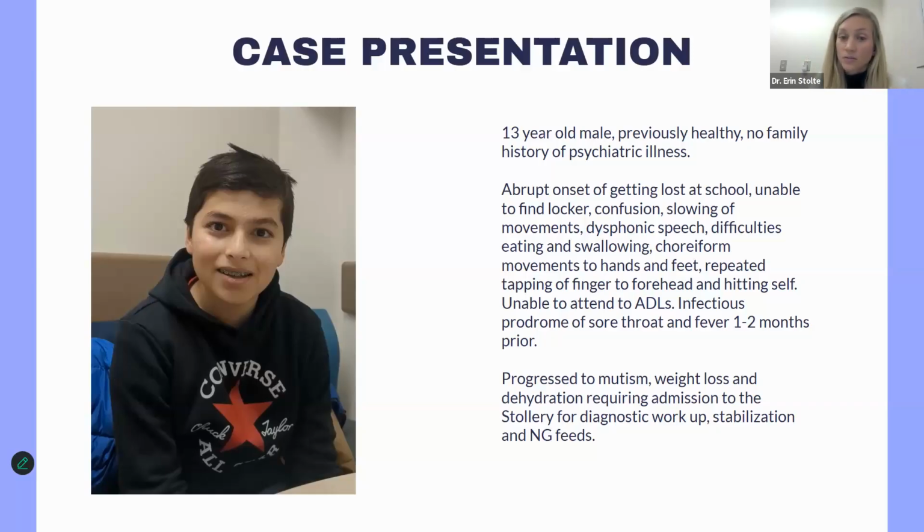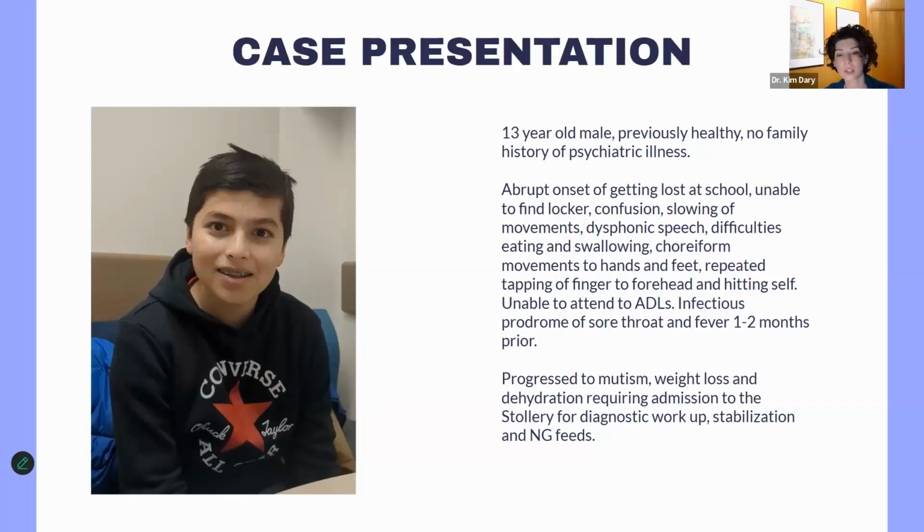This progressed to complete mutism and significant dehydration and weight loss, requiring admission to the Stollery for diagnostic workup, stabilization, and NG feeds. I'm going to turn the slides over to Dr. Dary here. Yeah. So when he came into the Stollery with this presentation, neurology was quickly involved.